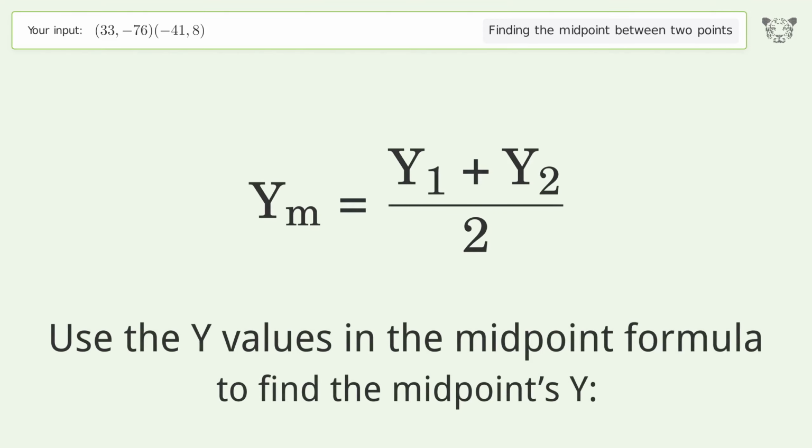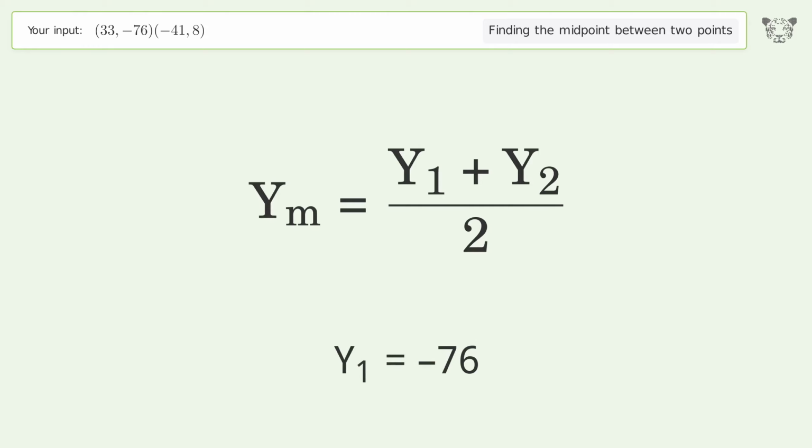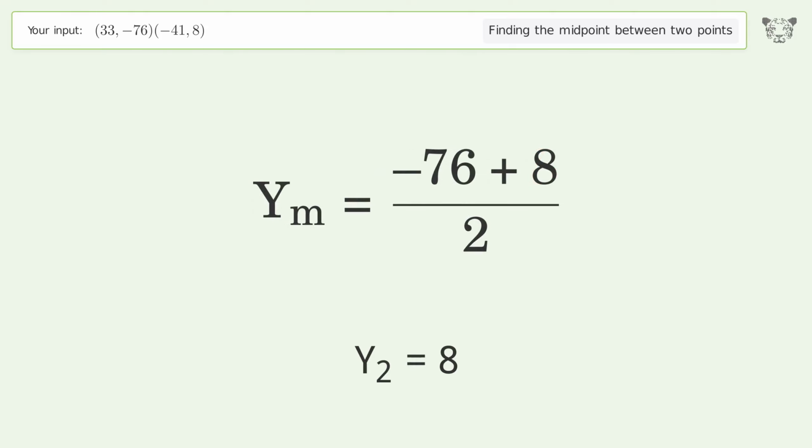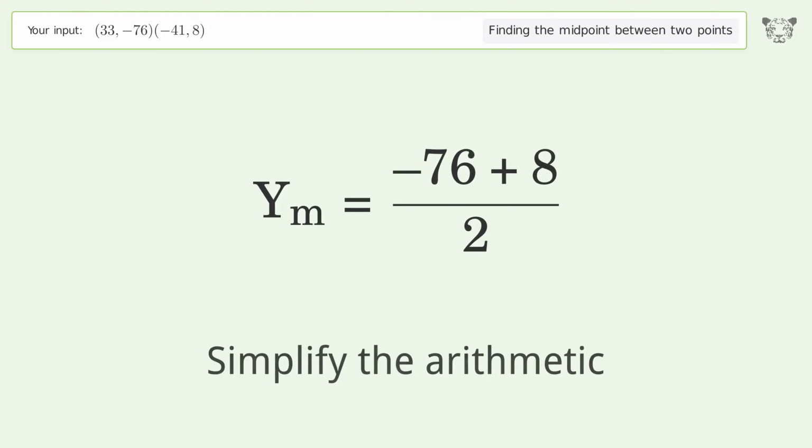Use the y values in the midpoint formula to find the midpoint's y. y1 equals -76. y2 equals 8. Simplify the arithmetic.